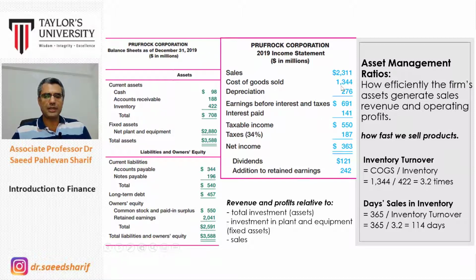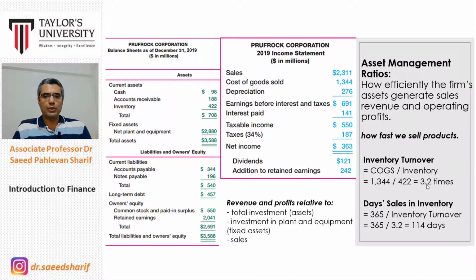So for this company, 1,344 divided by inventory, $422, will give you 3.2 times. This means that the company sold the entire inventory 3.2 times. As long as we are not running out of stock, a higher ratio means that the company is more efficient in managing the inventory.